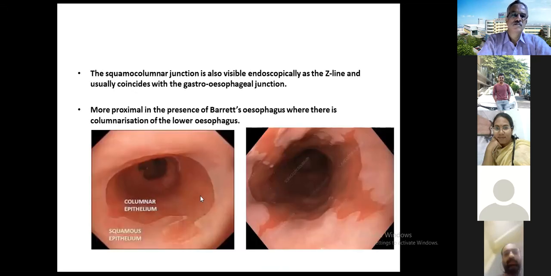Endoscopically, in certain conditions such as Barrett's esophagus, where there is metaplasia, we can appreciate the columnar epithelium, the change in color, which can be seen in the right bottom corner of the image, in which there is a proximal extension of this columnar epithelium.